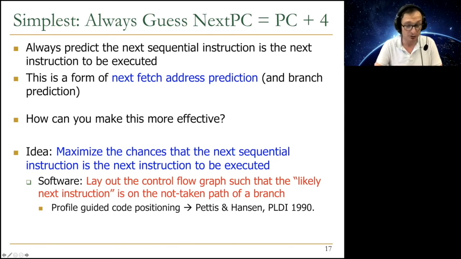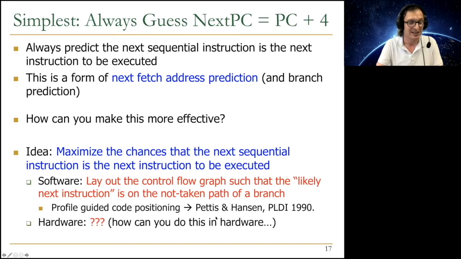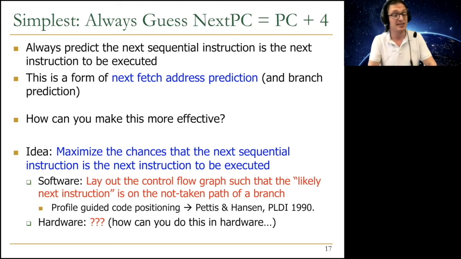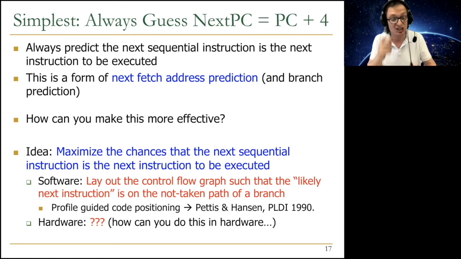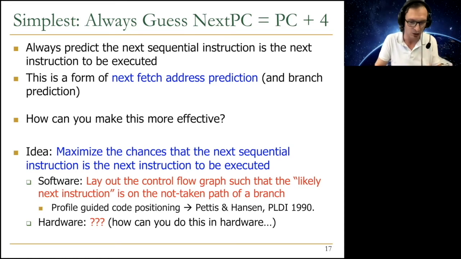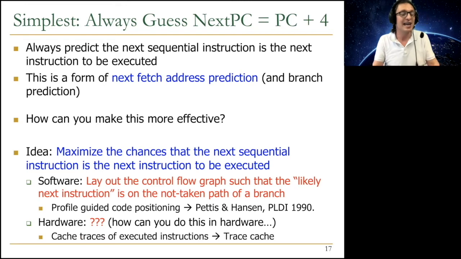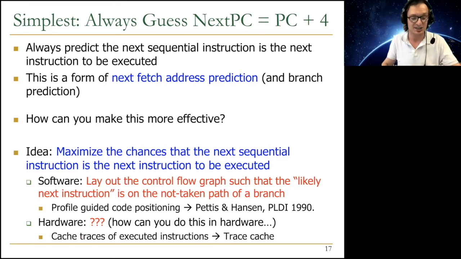Okay, you can also do this purely in hardware. I'm not going to discuss this idea right now, but hardware can do something similar. Basically, profile dynamically in hardware, annotating the instructions, keeping information about them, etc. Requires hardware cost, of course. And it can cache traces of executed instructions. So this is also a powerful idea. It was employed in Intel Pentium 4, for example. It's the trace cache idea. And if you do it well, it can work nicely.